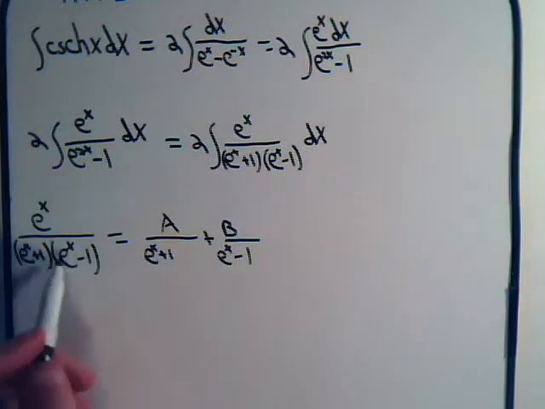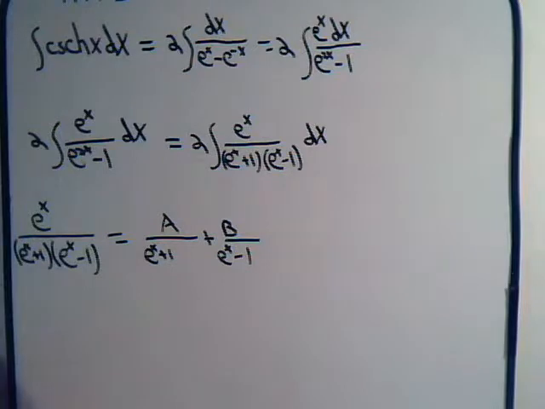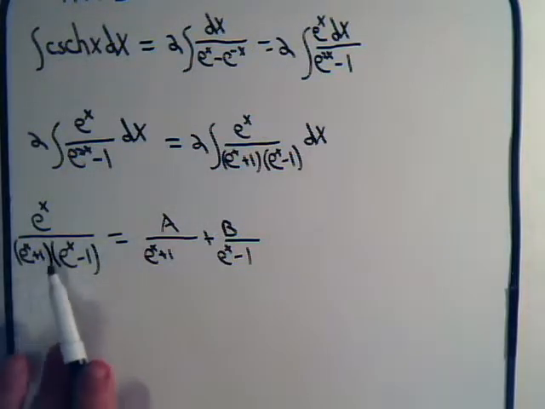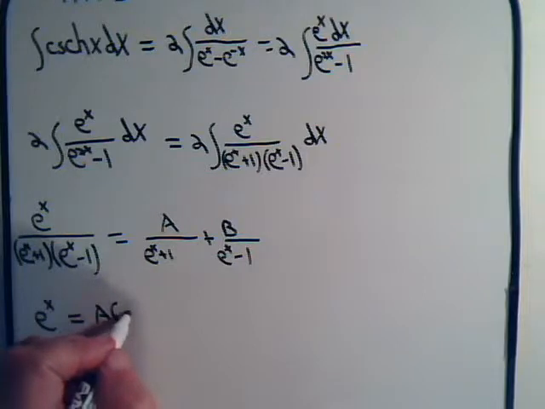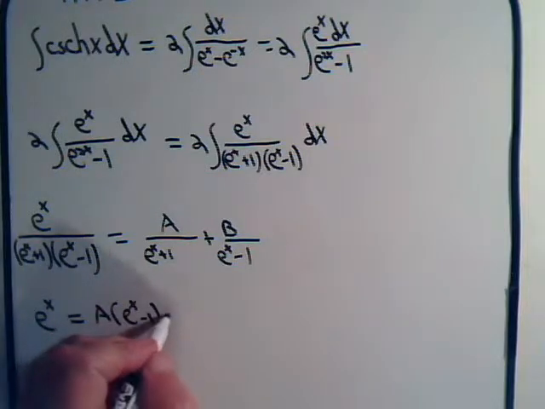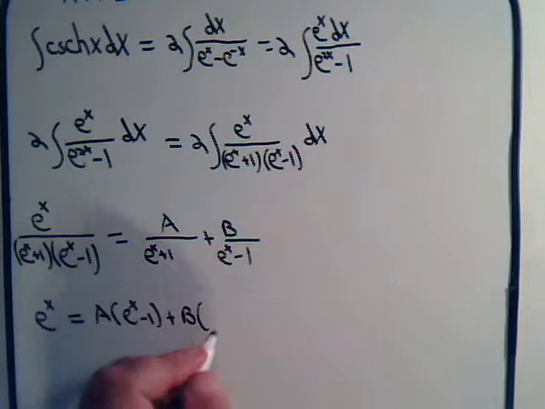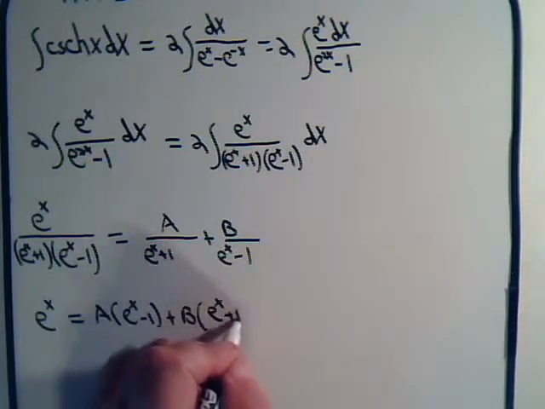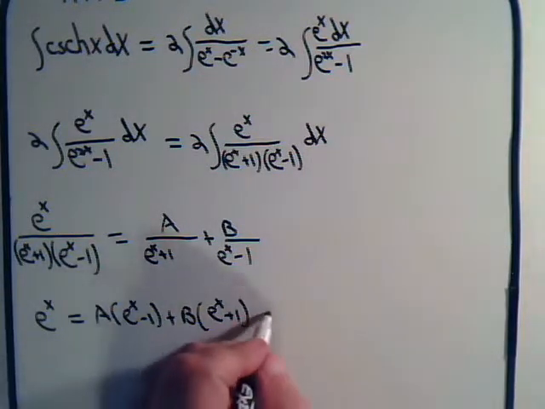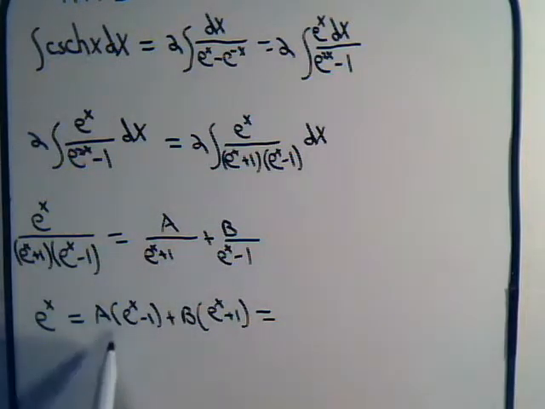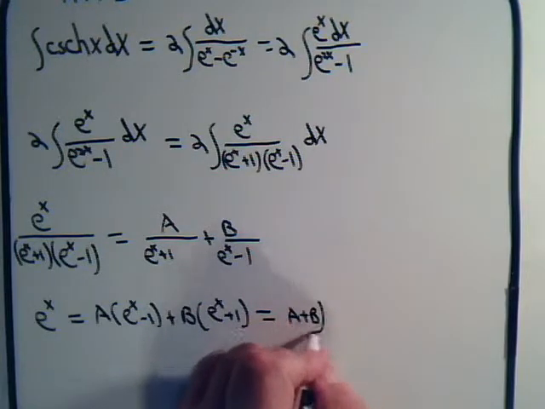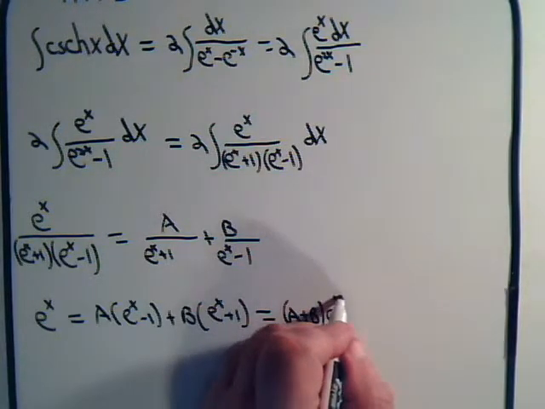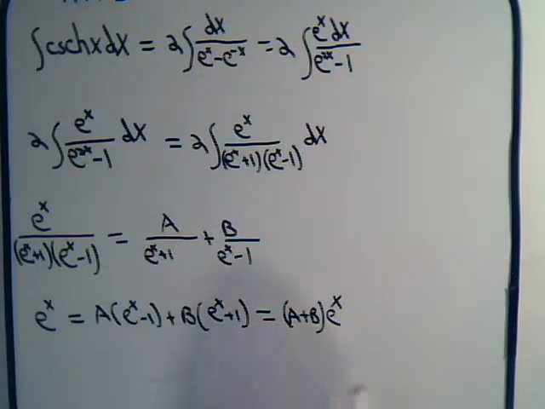So multiply both sides of the equation by this. There are 2 unknowns we have to solve for now, a and b. Multiply both sides of the equation by this, and we'll have e to the x equals a times e to the x minus 1 plus b times e to the x plus 1. Well, let's see, if we multiply out, we'll have a plus b times e to the x plus b minus a.